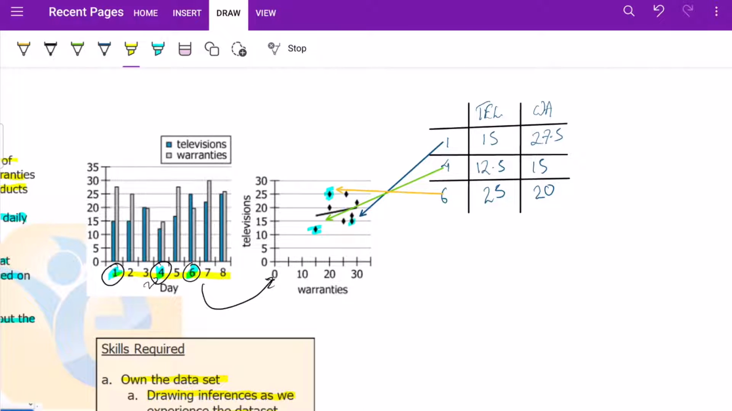So as a first step, let's identify the points 1, 4 and 6. So the television and warranty values for point 1, point 4 and point 6 are the following. And then I have matched them across which point lies on the scatter plot where. So this is our point 6, this is our point 1 and this is our point 4, right? Now what we need to see is when we remove a certain point of these three, how does it affect our graph?